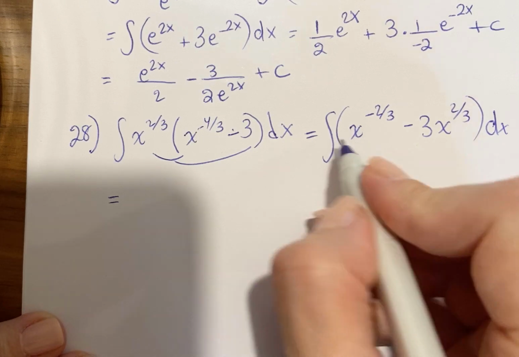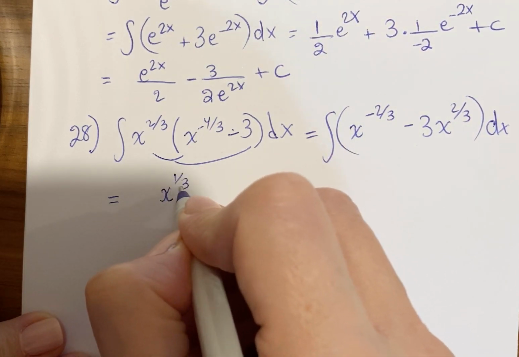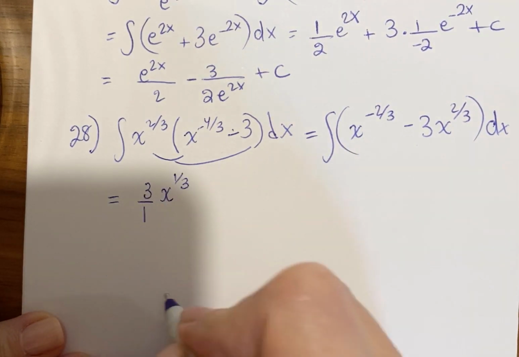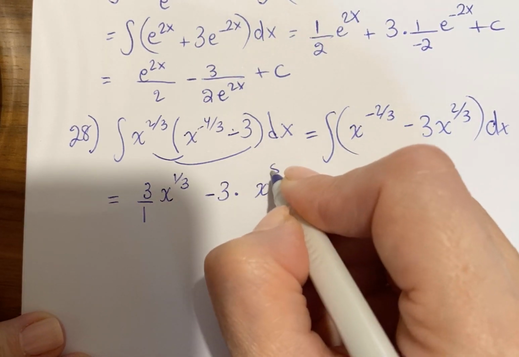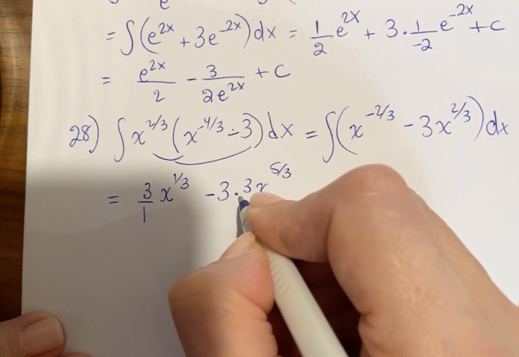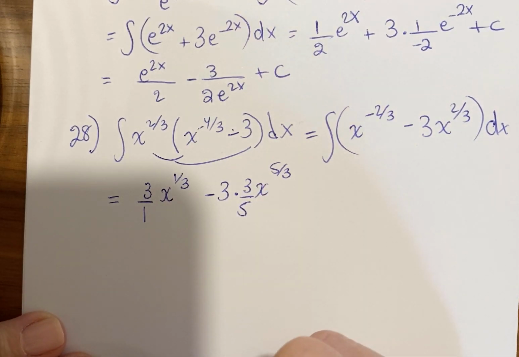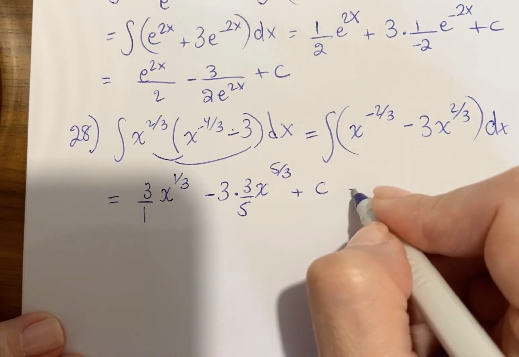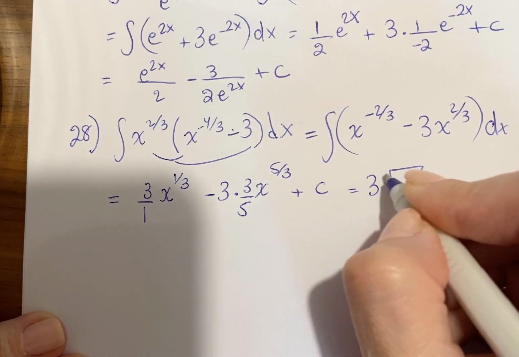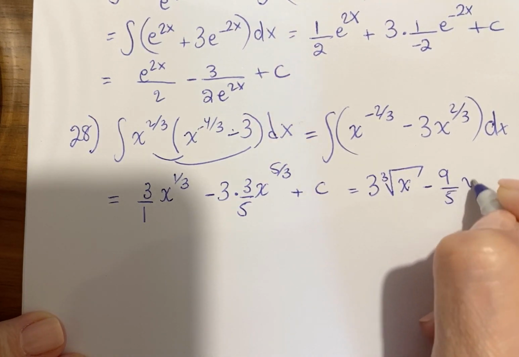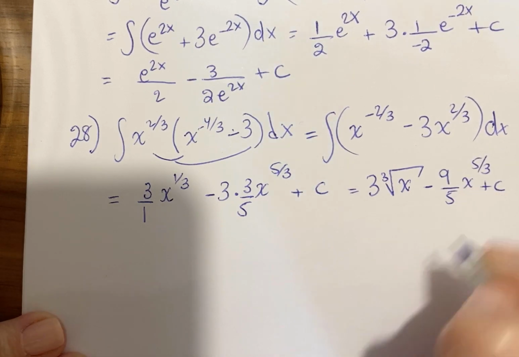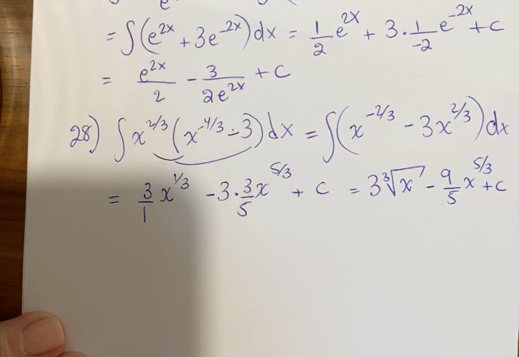Add 1, minus 2 over 3 plus 1 is 1 over 3. Divide by 1 over 3 is the same as multiplying by 3 over 1. Minus 3, x to the power 2 over 3 plus 1 is 5 over 3. Multiplied by 3 over 5 instead, plus c. This gives you 3 cube root of x if you want to change it. Or if you don't, you can keep it as x to the power 5 over 3 plus c.